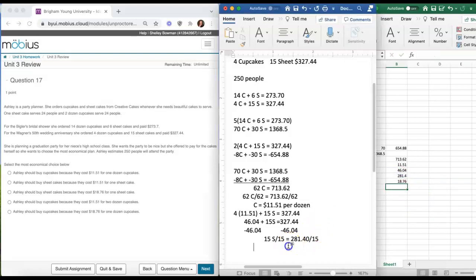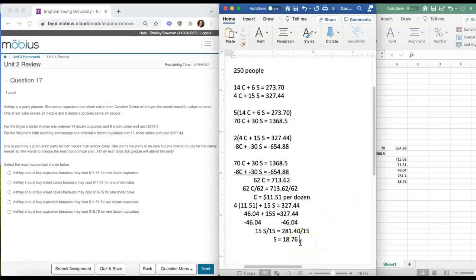Enter, so that the 15s cancel out here. So I'm left with s, or the price for the sheet cake. I guess I should have lined that up a little better. So the equal signs, there we go. And then the 281 divided by 15 leaves us with 18.76. There we go.